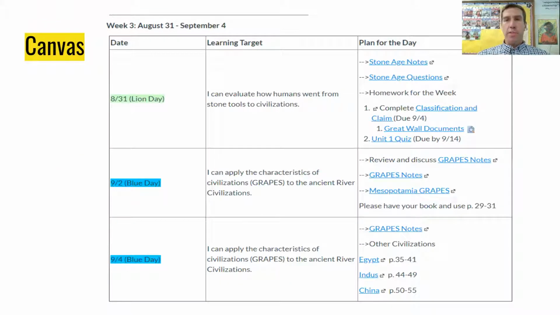On my Canvas page, students will be able to find a weekly calendar to determine what we will be doing for the week. I will have the 3 days listed, the Lion Day, and then the 2 blue days that I have for world history. I will have the learning target, which is the goal of the day. And then I include on the right-hand column the links to documents that they're going to need, the notes, any handouts, and I also list the homework for the week. That gives them the opportunity to see what they're going to have done during that week, and they have the entire week to get that finished. Typically, it's going to be 1 or 2 things.